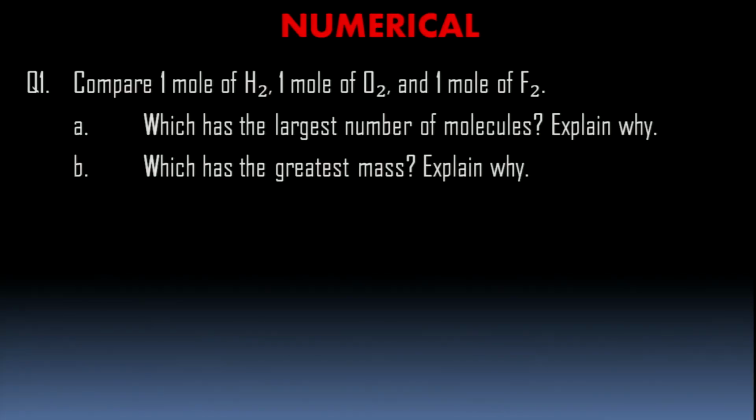Which has the greatest mass? Explain why. The element which has got the atomic mass more, that will have the greatest mass. Which has got the atomic mass more? Of course, it's fluorine. Hydrogen 1, oxygen 16 and fluorine is 19. So, fluorine has got the greatest mass.